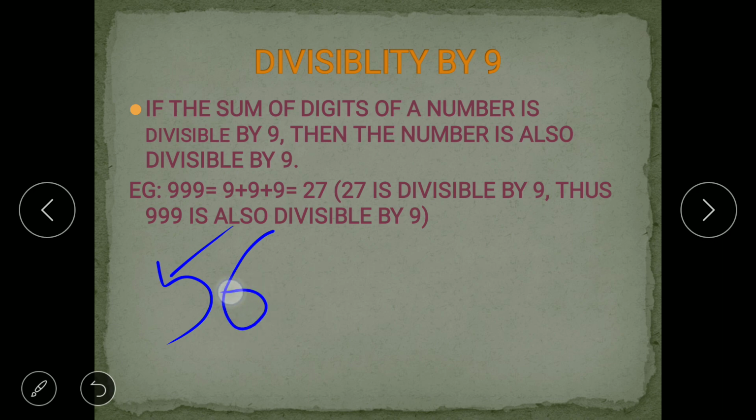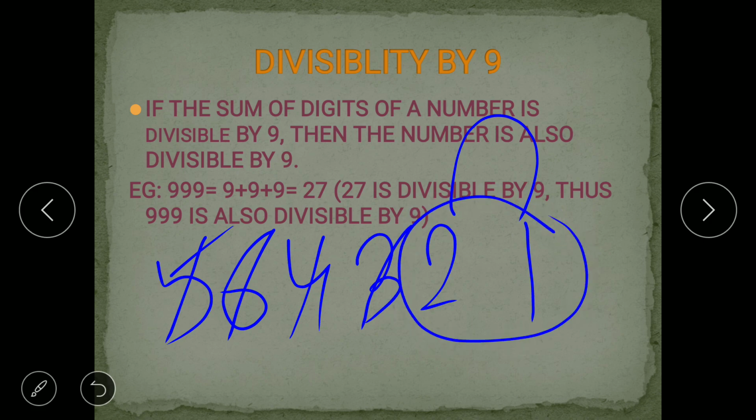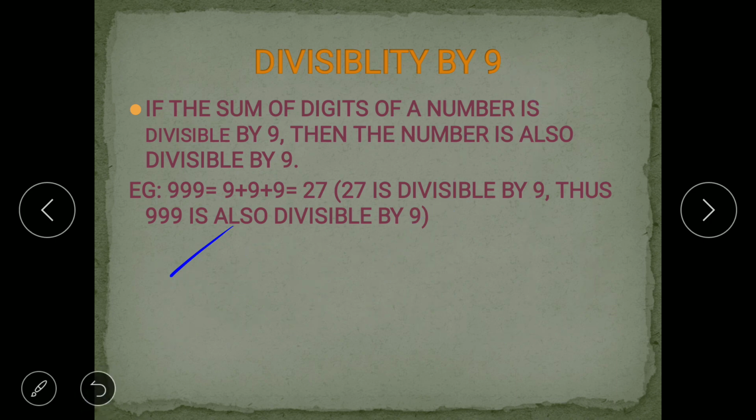5, 6, 4, 3, 2, 1. Now see, 5 and 4 got cancelled out. 6 and 3 also will be cancelled. We are left with 3. See, 3 is divisible by 3, but 3 is not divisible by 9. Clear? Here 2 and 1 will give you 3. 3 is divisible by 3, but not by 9. So this number is not divisible by 9.